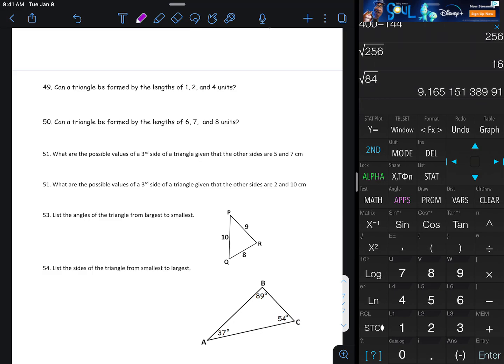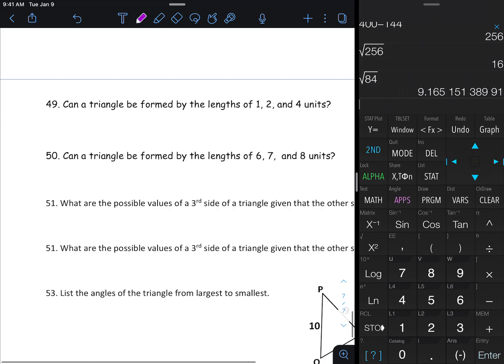All right, we got a couple of our triangle inequality things going on here on this last page. First of all, can a triangle be made with these given lengths? These two problems are going to be pretty similar. Basically, you need to see if a small plus a medium is greater than the longest side.